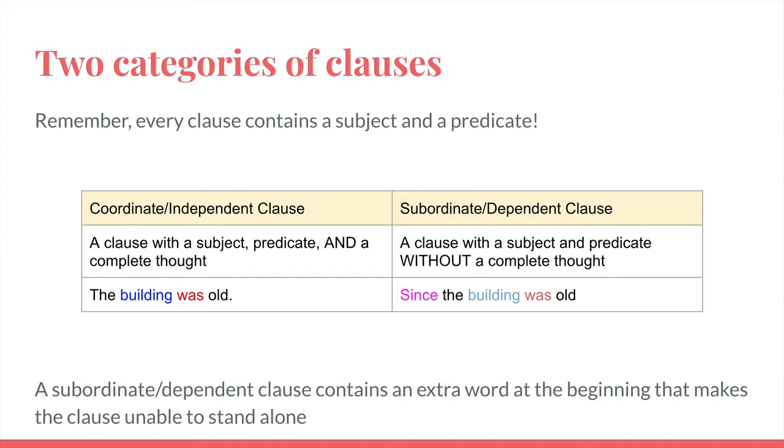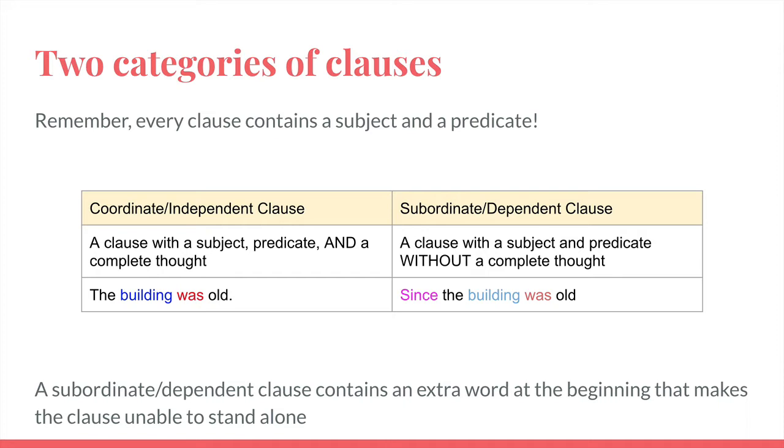If you say "the building was old," you can stop right there. You're done. You've got a subject, a predicate, and a complete thought. That is a coordinate clause or an independent clause. But if you say, "since the building was old," you now have a clause that has a subject and a predicate, but it cannot stand by itself. I cannot walk up to somebody and go, "since the building was old," and then just stop. It just doesn't make sense.